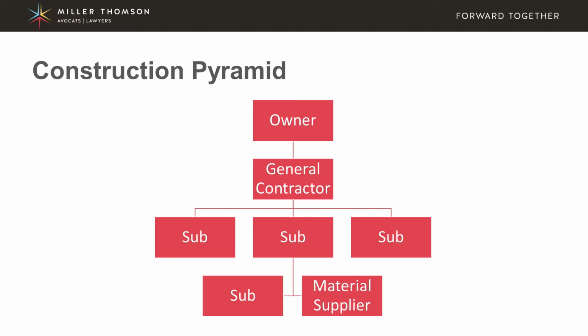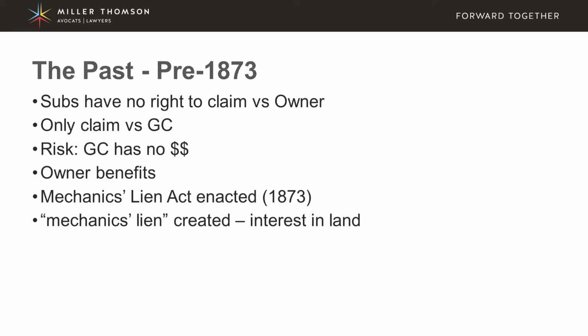Now, in this construction pyramid, it's important to bear in mind that each line between the various boxes represents a contract or a subcontract. The relevance of that is that in the past, pre-1873, subcontractors had no right to claim against an owner because they had no contract with the owner. So if a subcontractor was unpaid and had a claim, their only claim was against the general contractor.